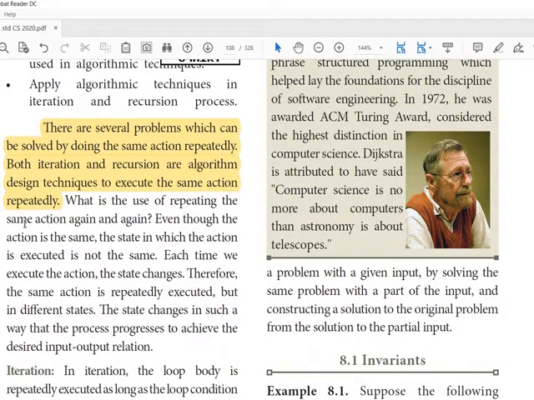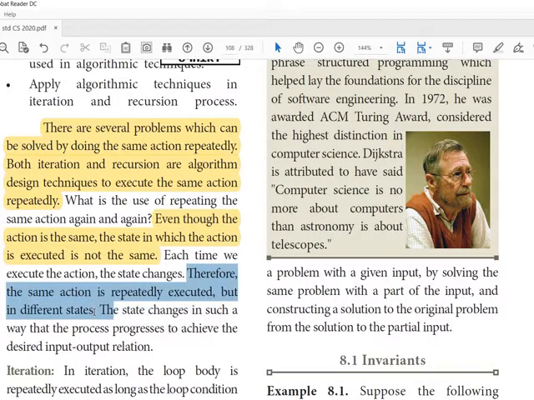What is the use of repeating the same action again and again? Even though the action is the same, the state in which the action is executed is not the same. We may think that it is repeated steps, but the state is going to be changed for each action. Each time we execute the action, the state changes. Therefore, the same action is repeatedly executed but in different states.